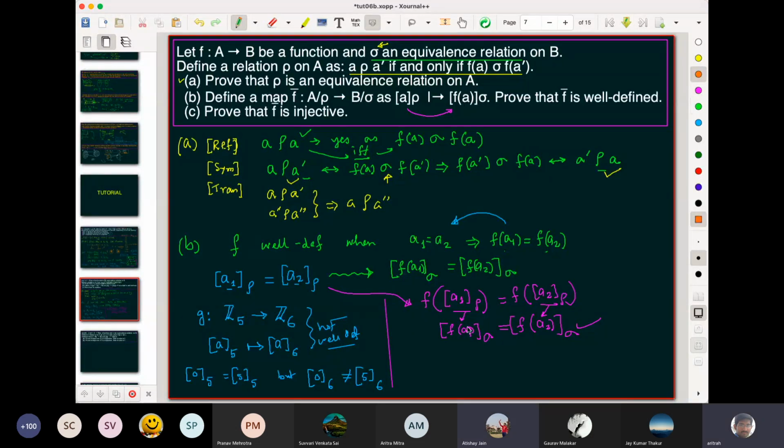See, injectiveness. This function f bar is injective. You know how to prove injective, right? I have to prove that given f A1 sigma equal to f A2 sigma, this will imply A1 rho is equal to A2 rho. I have to prove this one.